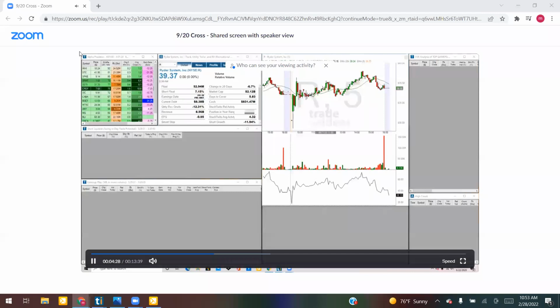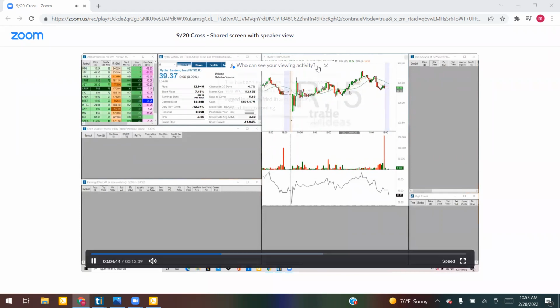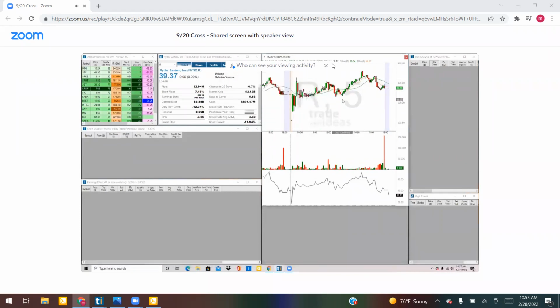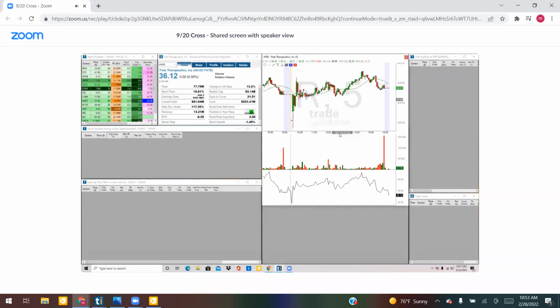So let's say this was appearing on any one of my scans that I was looking to play, and I saw this cross was about to happen. That would tell me that my thesis on the trade might be strong and that this is a good entry point. Let's go through some more examples, because that's probably the easiest way to explain these than me just mentioning them.